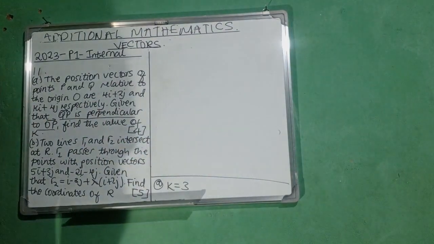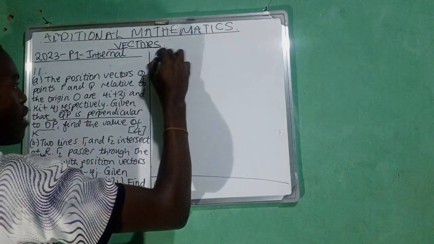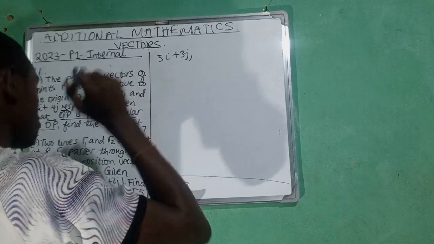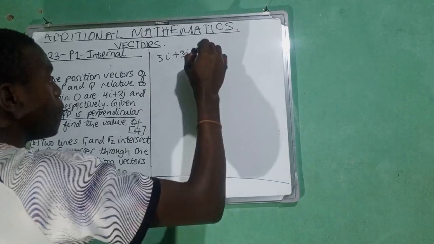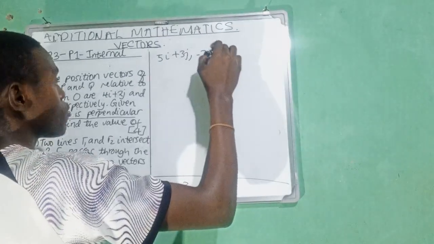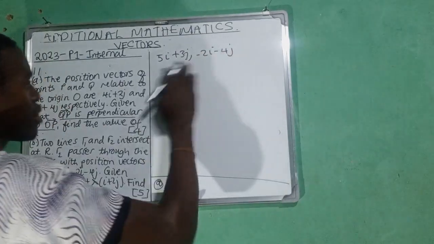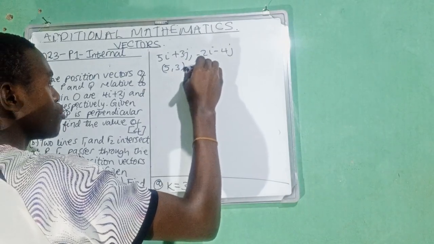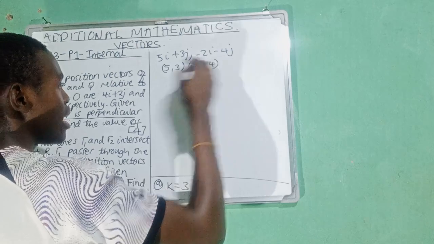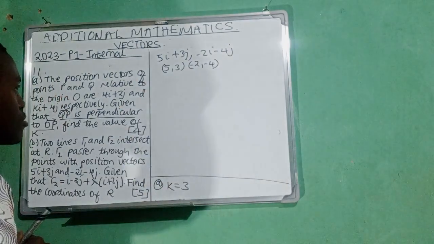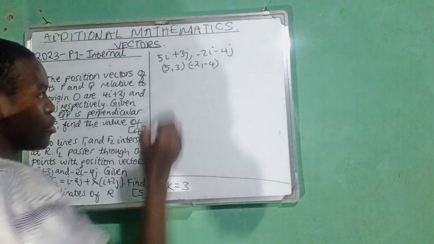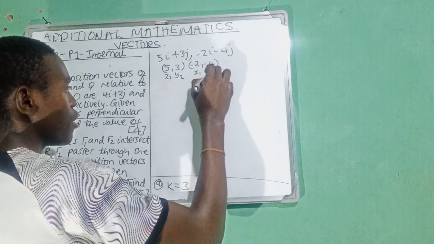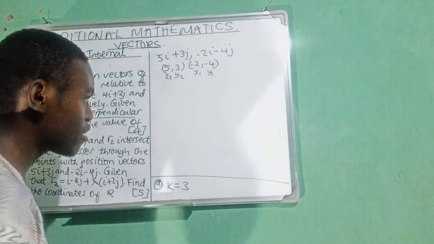Okay, let's start with R1. We have the position vectors 5i plus 3j, and minus 2i minus 4j. Let's write this in the form of coordinates: 5, 3, and negative 2, negative 4. I will name these x2, y2, x1, y1. You can use any order, you find the same answer.